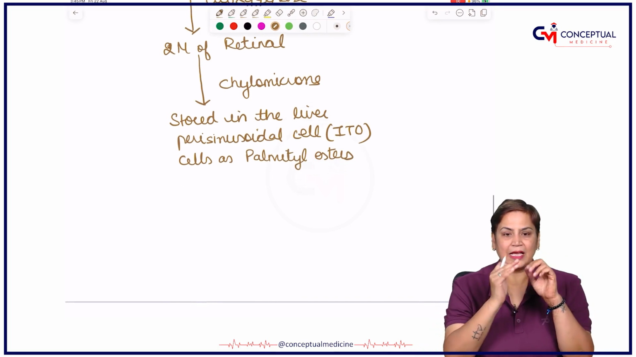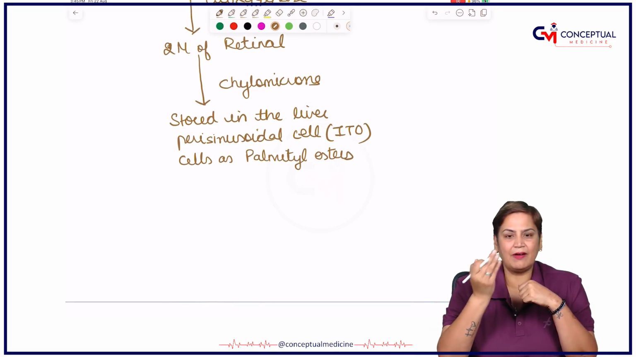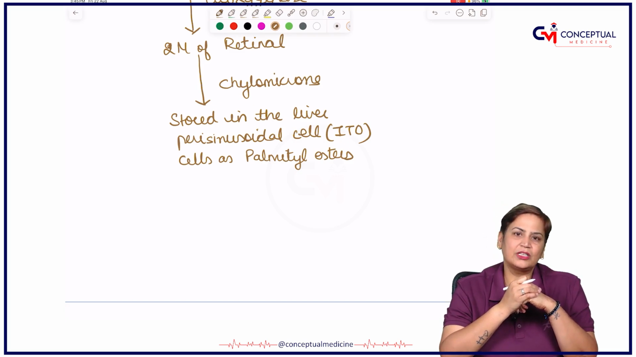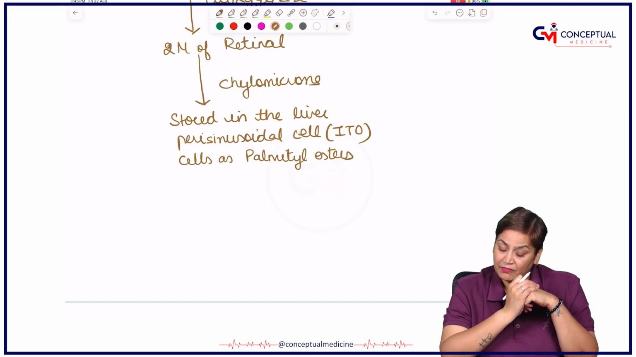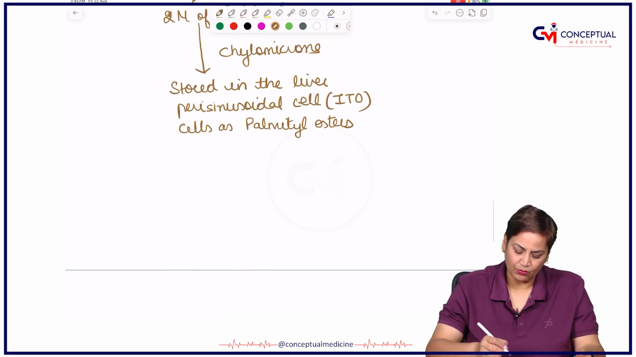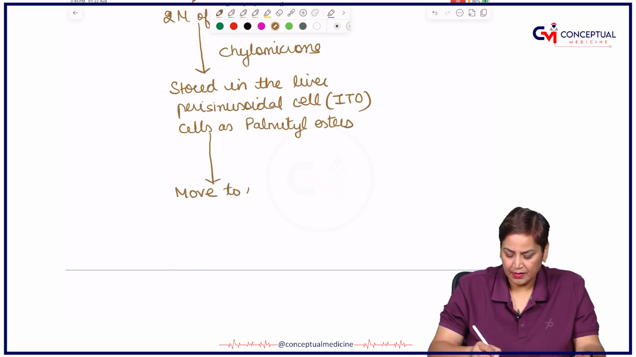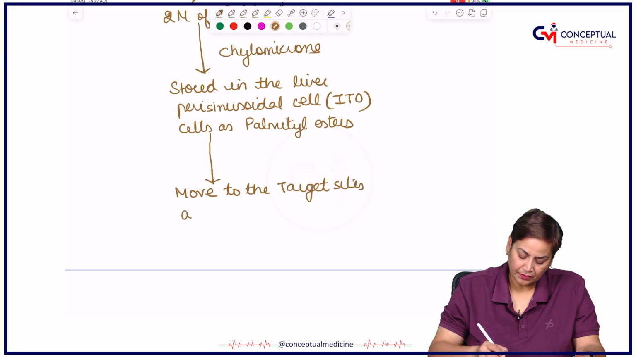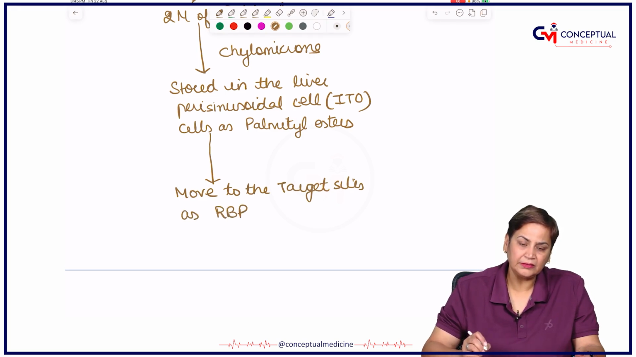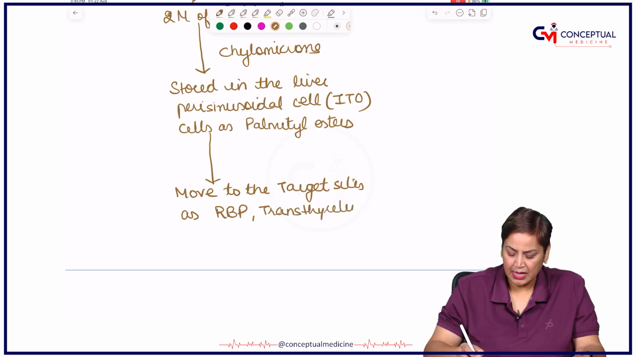Now, I told you this is the main difference between the fat soluble and the water soluble vitamins. Water soluble vitamins will just act as a coenzyme and they will be excreted in urine. But fat soluble vitamins can be stored in the liver, and whenever their function is required, they will move to the target sites as retinol binding protein, transthyretin and retinoic acid binding protein, because they are fat soluble.